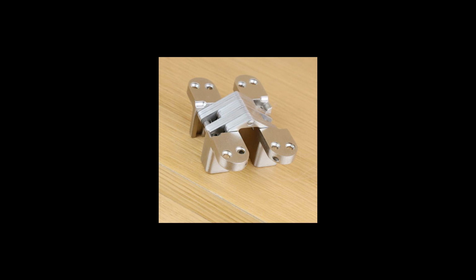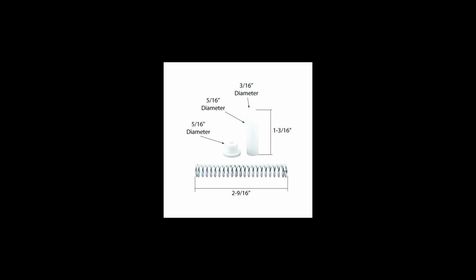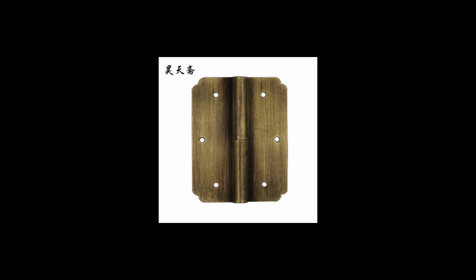HL hinges. Large HL hinges were common for passage doors, room doors and closet doors in the 17th, 18th and even 19th centuries. On taller doors, H-hinges were occasionally used in the middle along with the HL hinges.